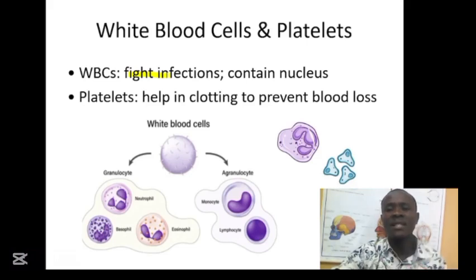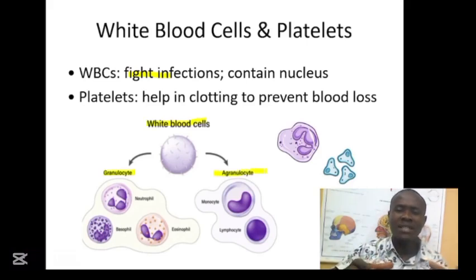And the white blood cells, it contains nucleus. While the red blood cells, we say it has no nucleus to create more space for the hemoglobin. But the white blood cells, it is having nucleus in it. And the red blood cells, they have a lifespan of 120 days. After that, they are being destroyed in the liver.